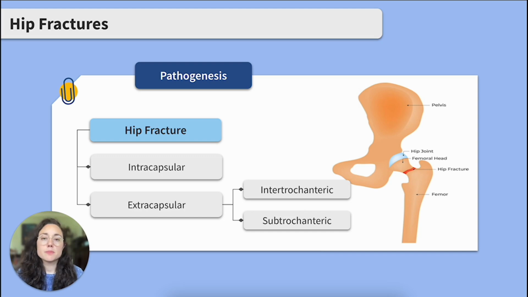A hip fracture is a break in the upper third of the femur near the hip joint. There are three main types of hip fractures. They are classified as intracapsular, also known as femoral neck, occurs within the joint capsule. Intertrochanteric, this occurs between the neck and the lesser trochanter, and subtrochanteric, this occurs below the lesser trochanter. The latter two types of hip fractures are also known as extracapsular fractures.